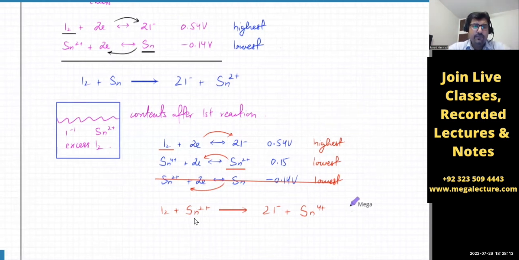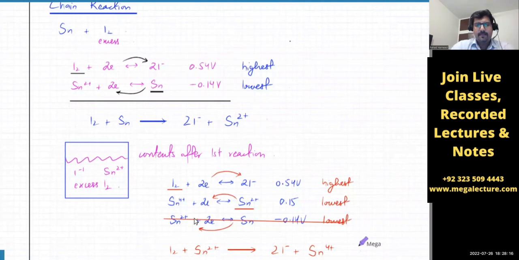So let me quickly go through this. The first one had no issue. You had Sn and iodine, you mix them together. So you had one equation for Sn and you had one equation for iodine. The highest gained electrons, the lowest lost electrons, and you got this equation. After this first reaction has happened, you figured out the content after the first reaction. You figured out that the products are now I- and you got Sn2+ in the beaker. Plus, since you're using excess iodine, you've got some iodine left over, right?